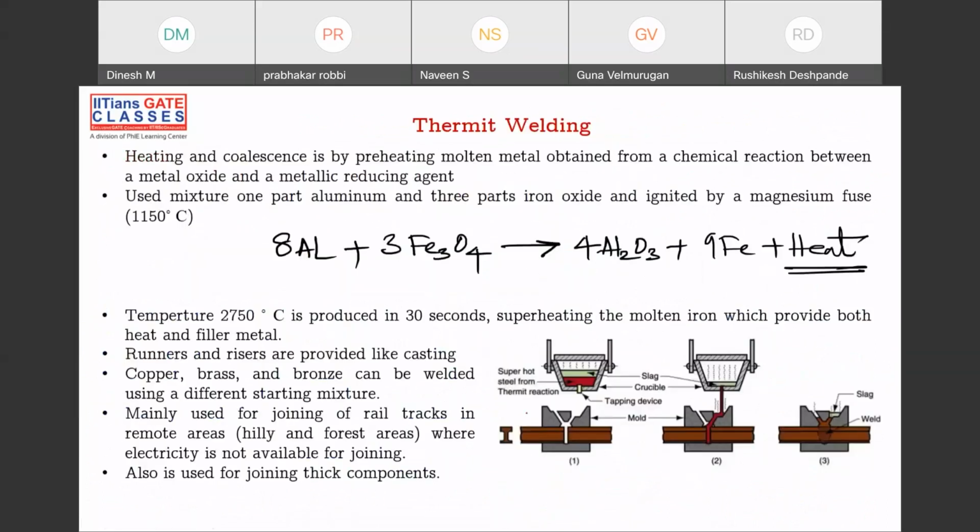Okay, the next is thermite welding. This is generally, there is no need of any electricity, no need of any gas mixture, nothing. It's a chemical welding. What you do is you have some crucible here, a crucible in the sense where your metal castings are done. Crucibles are also known as furnaces, you can say.